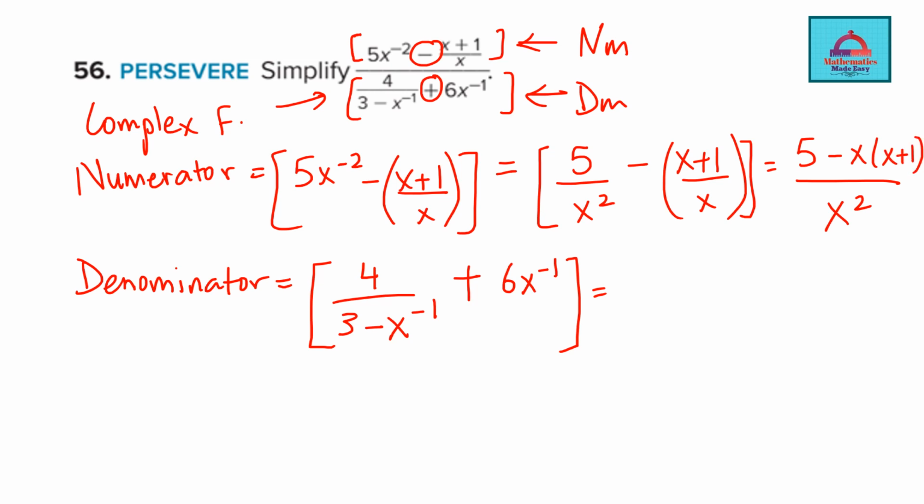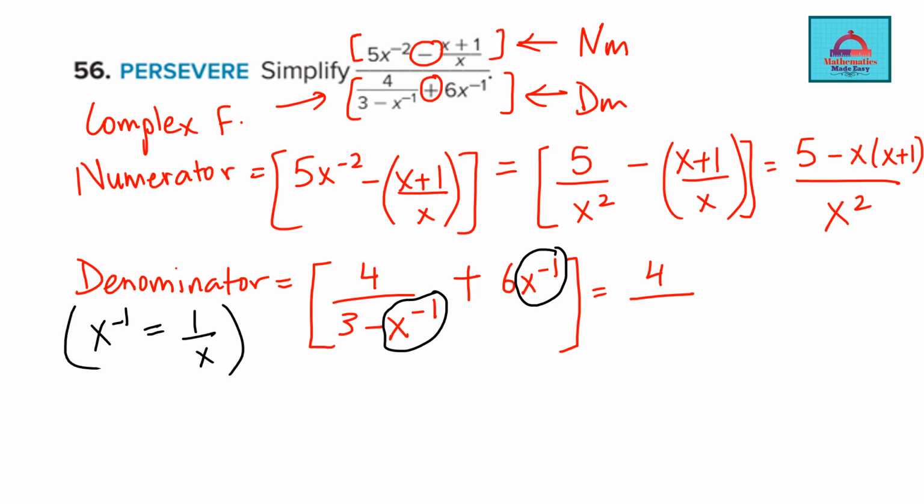So that's a little simplification of numerator. Let's do similar process for denominator. So here 4 over, so we are going to convert all the negative exponents that you see, like x to the power negative 1. Same here. So I'm going to convert this negative exponent into positive by taking reciprocal. This is what we are going to replace. This becomes 1 over x and this also becomes 1 over x.